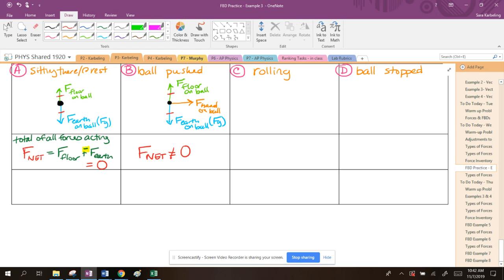Okay? All right. So this ball was sitting, then the ball was pushed, and then part C, the ball was just rolling, right? I'm going to give you 30 seconds. Right now, I want you to talk. I want to hear people having conversation about the forces acting on the ball for C. Go, go, go.